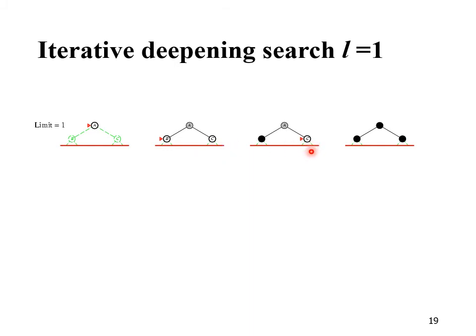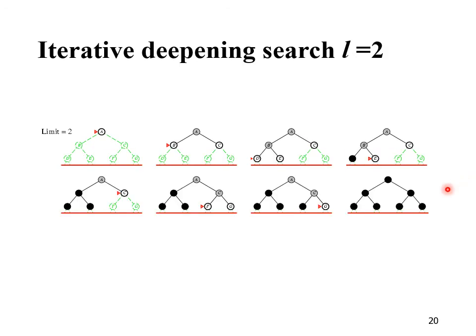check whether C is the goal node. If C is the goal node, then you return it as the goal node. Otherwise, you will increase the depth limit to 2. Then you can see how you will search the nodes. Till here, you could not find the goal node.